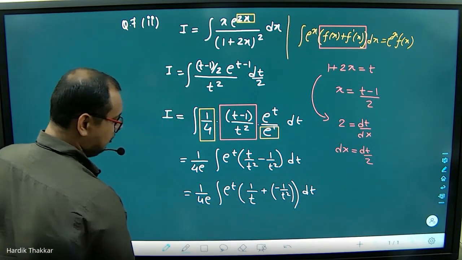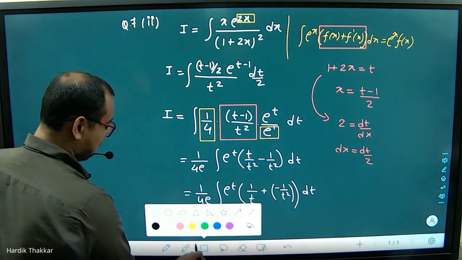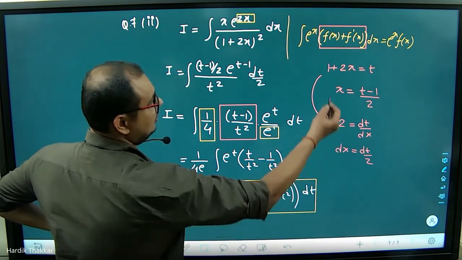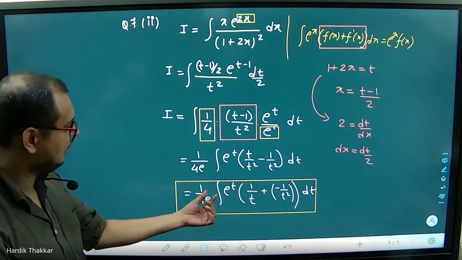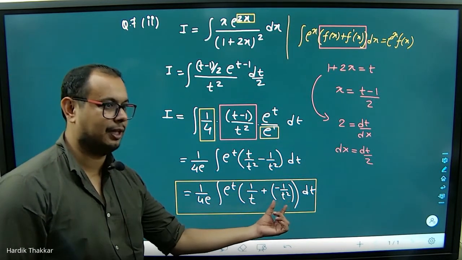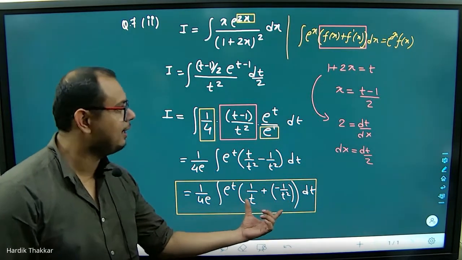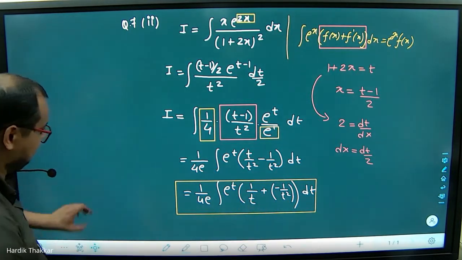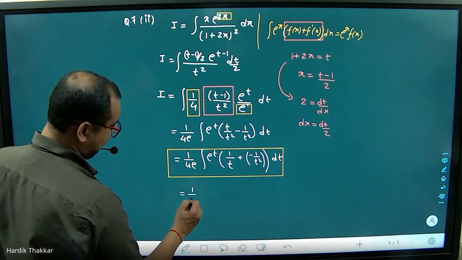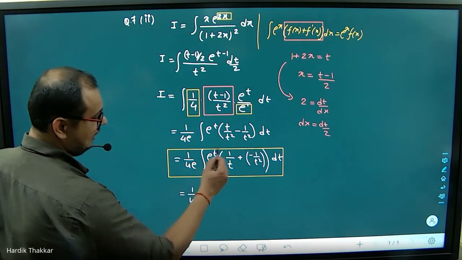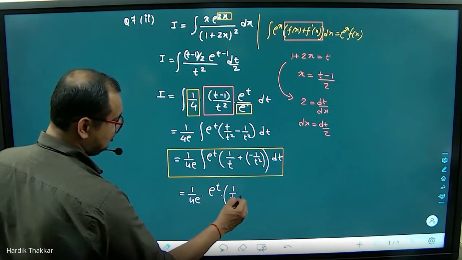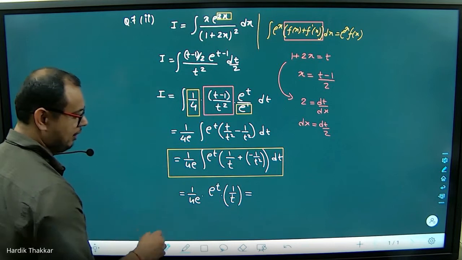Okay. Now just compare this complete expression with the property, and you will find that e raised to power t, this is your f of t and this is f dash of t, correct? So this complete integration will be, now 1 upon 4e will remain the same, and the integration of this will be e raised to power t into 1 by t, correct? Check once, clear Shevi, Naina?